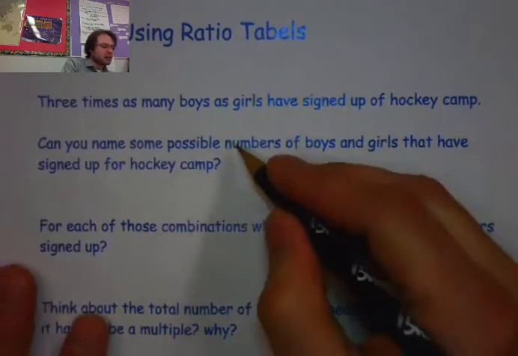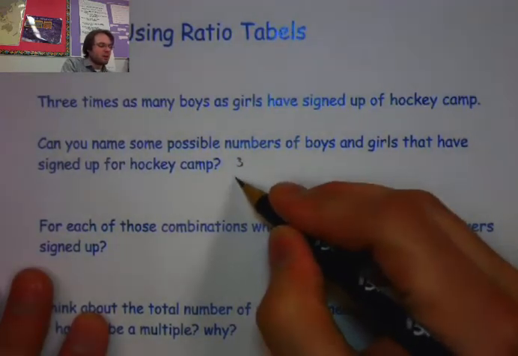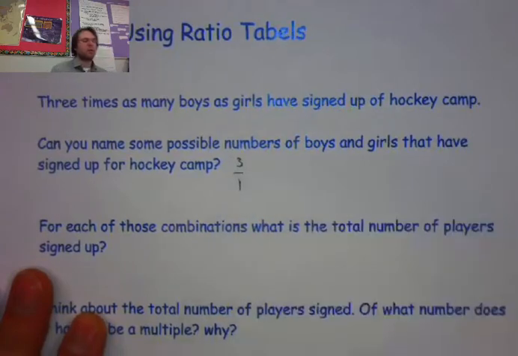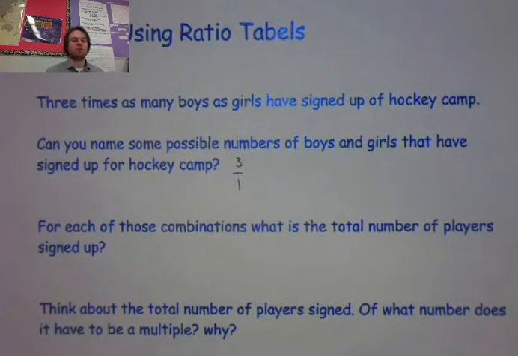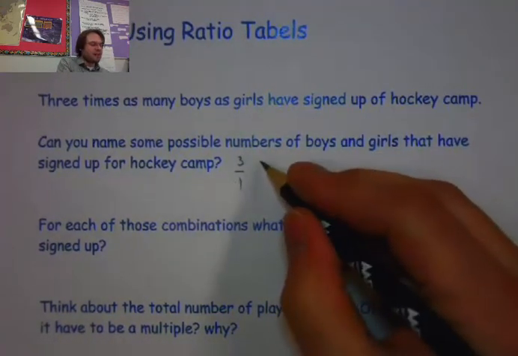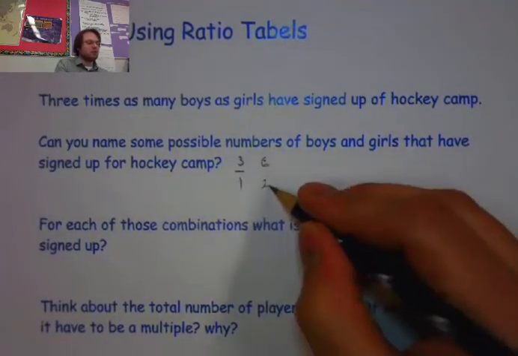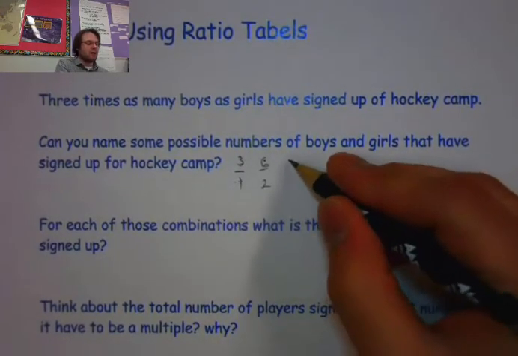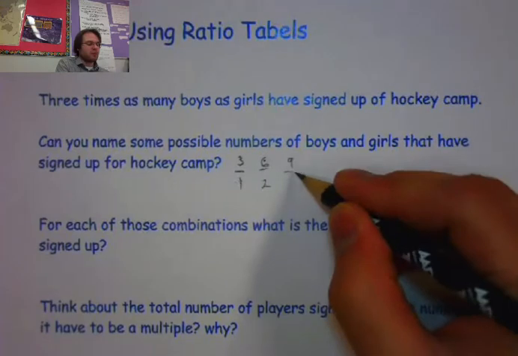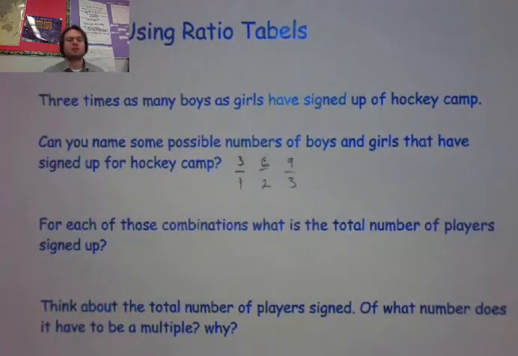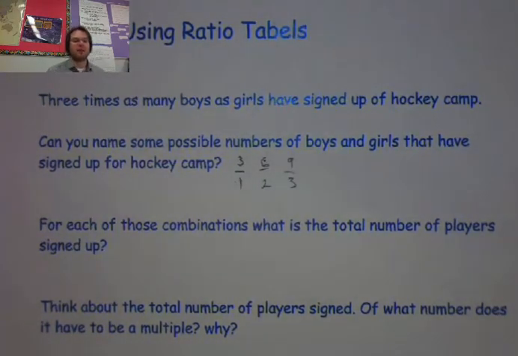So we know there are 3 times as many boys than girls. So it's 3/1, boys over girls. Well, if I have 6 boys, I'm going to have 2 girls. If I have 9 boys, always going up by 3, I'm going to have 3 girls. And it's going to keep on going up kind of like that, right? So let's take a look at the next one.